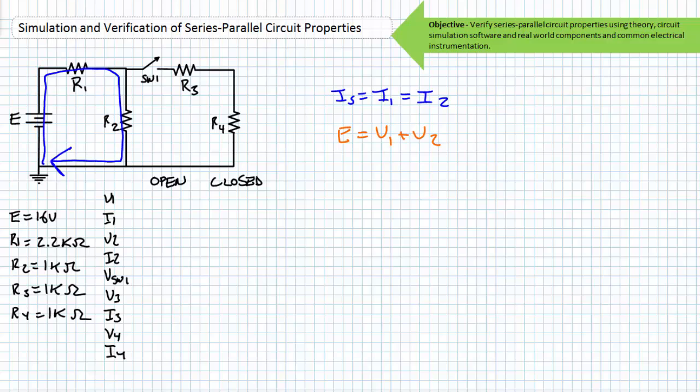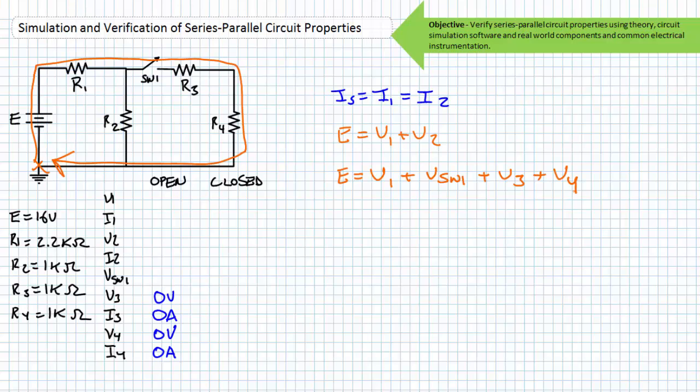No current can flow through the open switch 1, and no current will flow through R3 and R4. Therefore, I3 and I4 both equal 0 amps. With no current flowing through these 2 resistors, no voltage will be dropped across them. V3 and V4 both equal 0 volts.